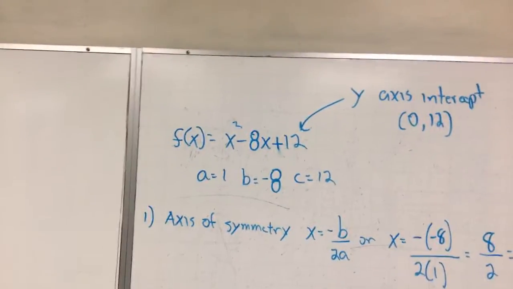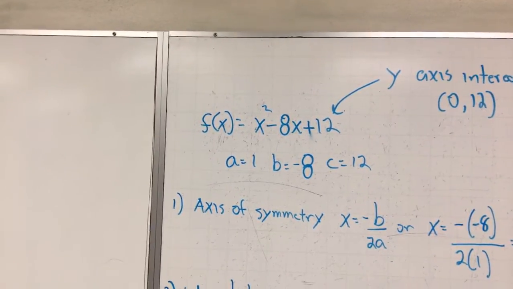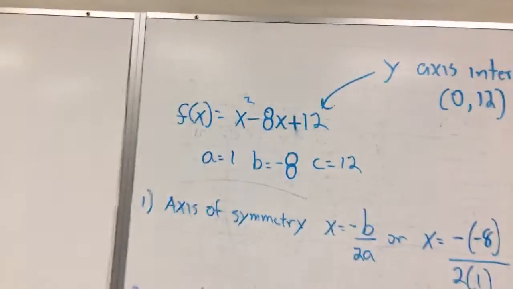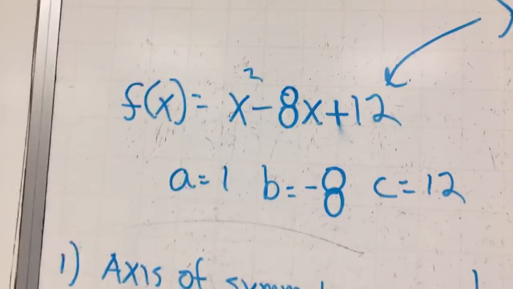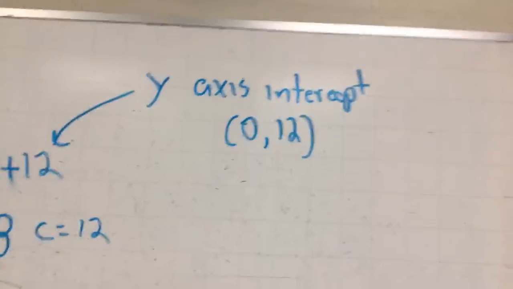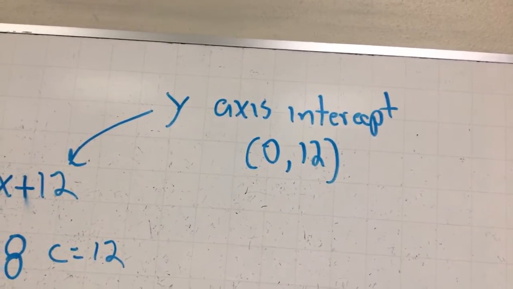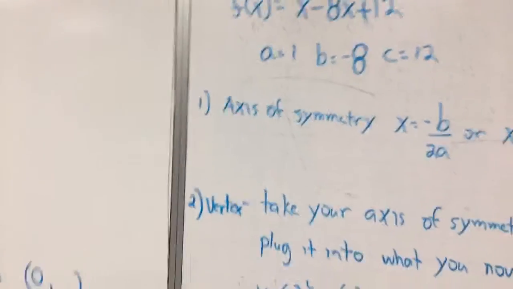All right, so there's my function. I'm going to begin by identifying my A, B, and my C. Note, if you put a 0 in for x, if you make x 0, all you've got left is a 12, so that is the y-axis intercept. Done. Okay? All right, axis of symmetry.